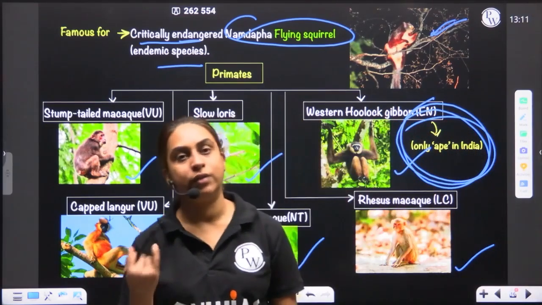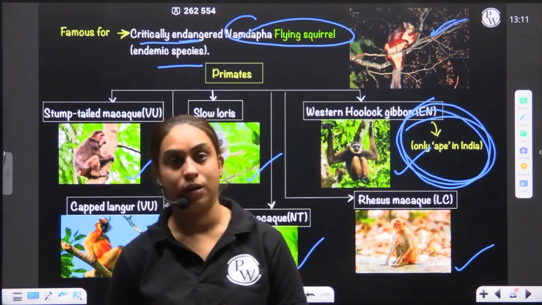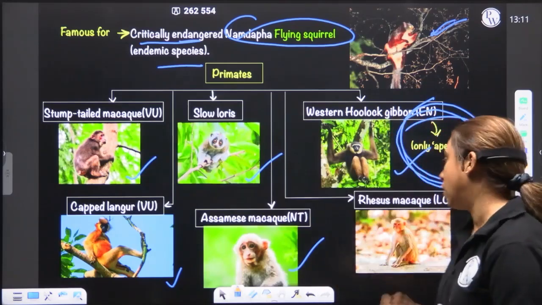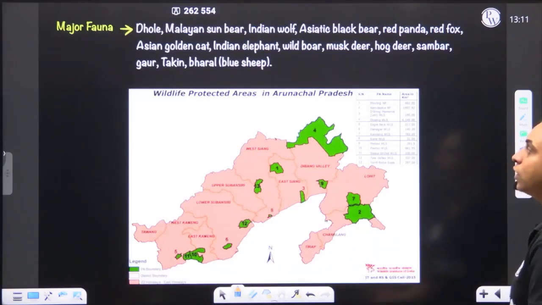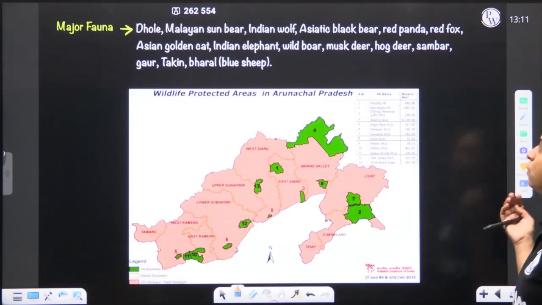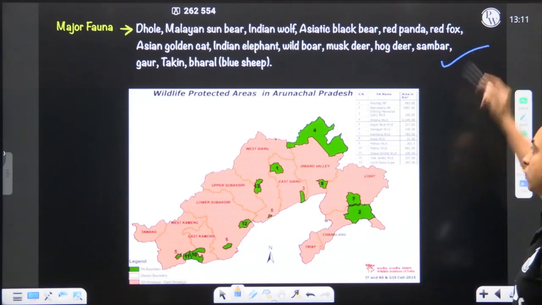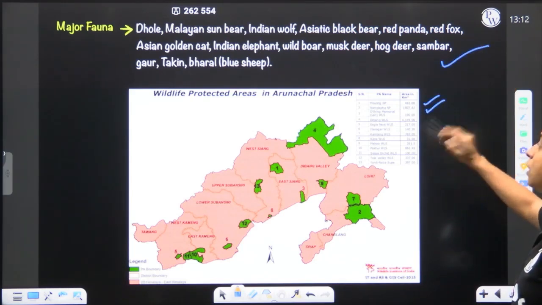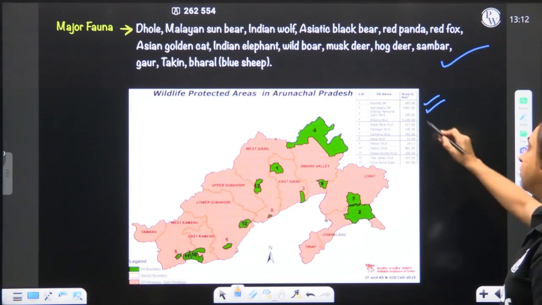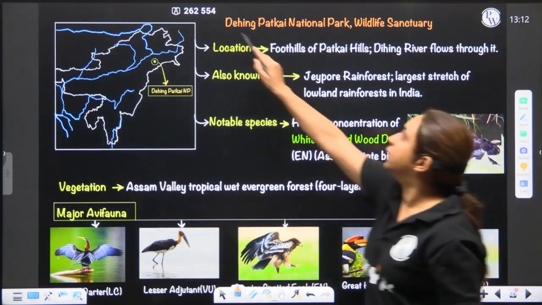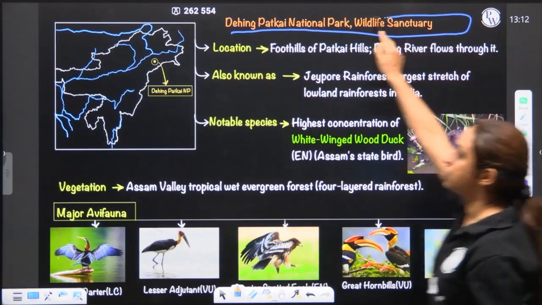What parks have we done? We've done Namdapha National Park, we've done Manas National Park, you have done Mouling National Park. These are the important parks that you have already covered. Then you have the fauna: basically, you have wolf, bear, panda, golden cat, elephant, boar, musk deer, sambar, a lot of fauna that you can find. So you've done Mouling, you've done Namdapha. We have also seen a part of Dibang. You also have an idea about Pakke, Kaziranga. So moving on, Dibang Patkai National Park.